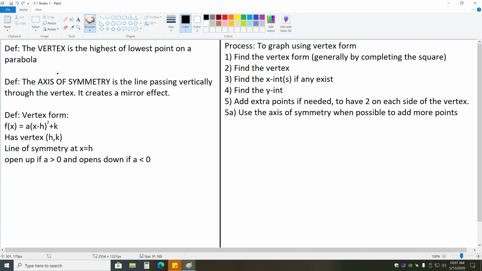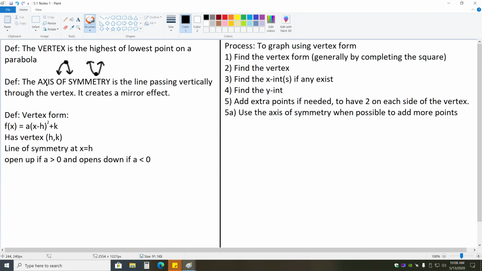Whenever you look at a parabola, you have two general shapes. The first is an upside down U, and the second is just a standard U. The vertex is this point, either at the peak or at the valley, the lowest point or the highest point.